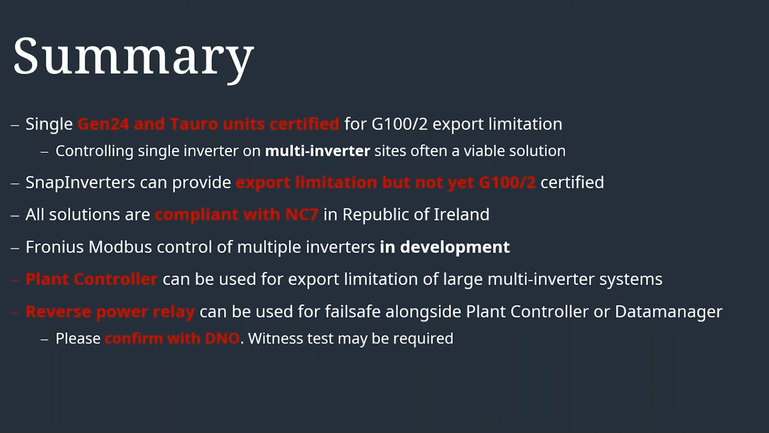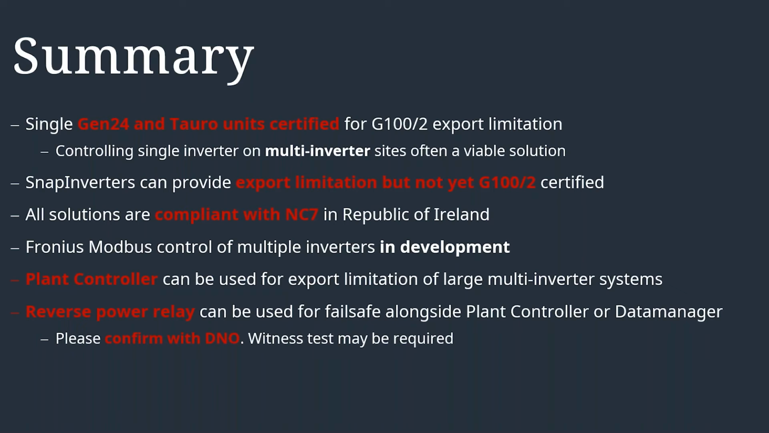So let's have a quick summary of what we've just seen. We can, of course, install a single Gen 24 or a single Toro unit with G100 export limitation right now. That is controlling a single inverter, but it can also be used in a multi-inverter situation, provided that the rest of the inverters will not exceed the export limit. The snap inverters are already able to provide export limitation, but we're waiting on the certification for those. But that's not a problem for the Republic of Ireland. You have compliancy with the NC7 requirements already, so you're good to go with the snap inverters.